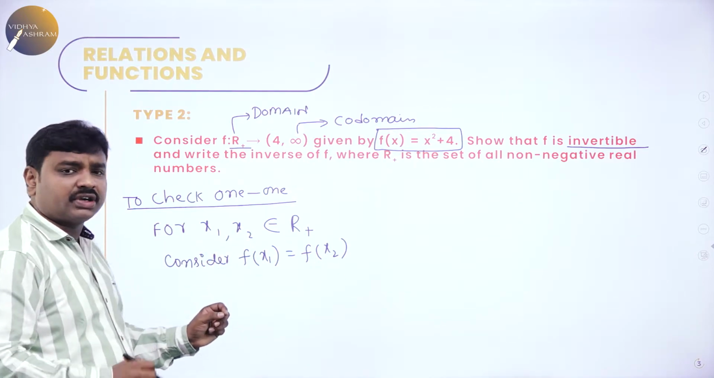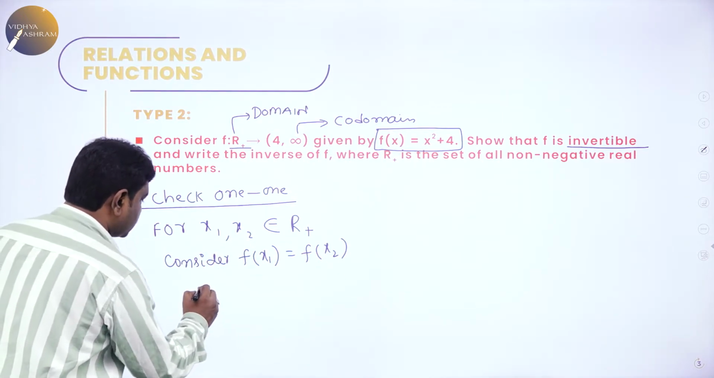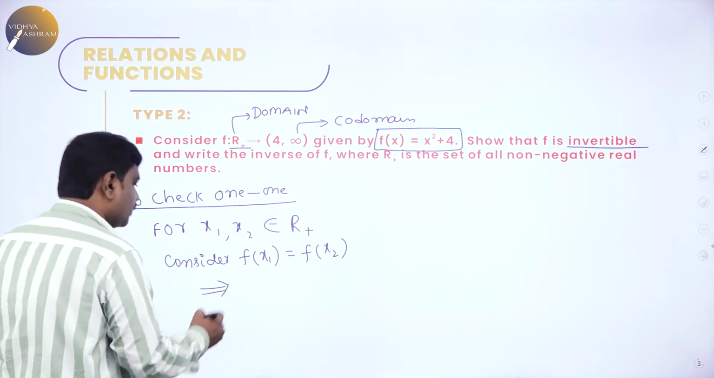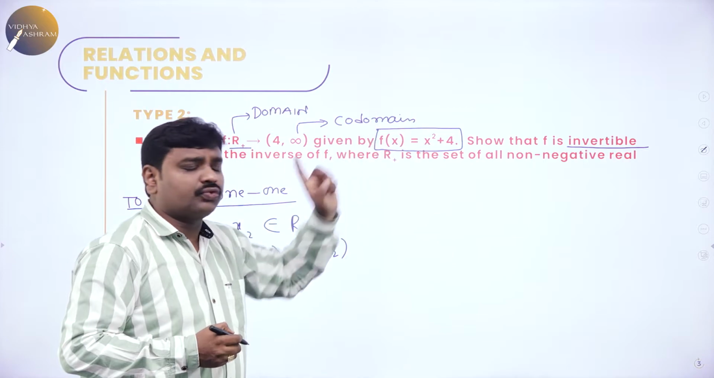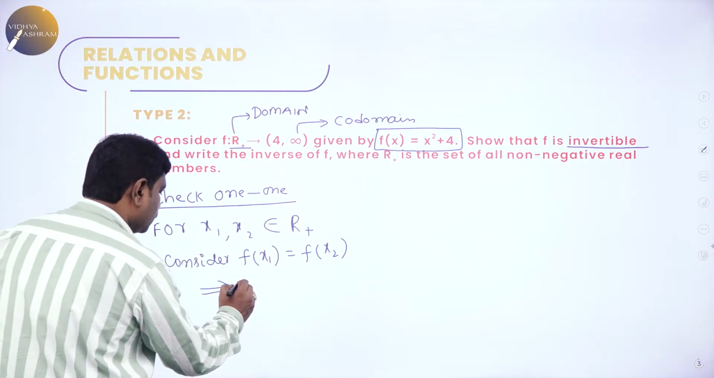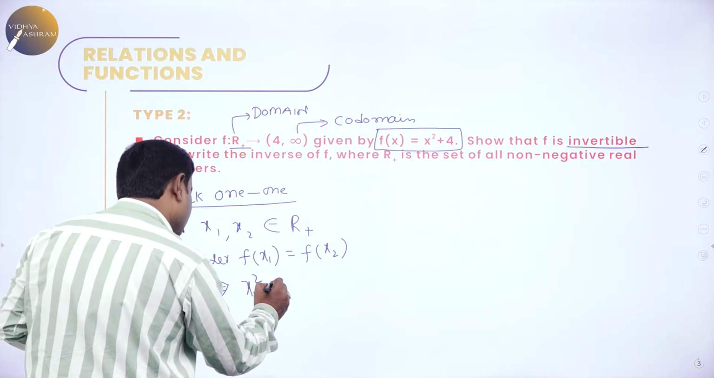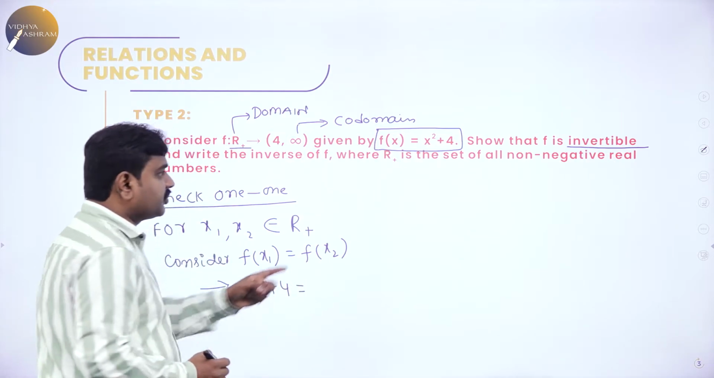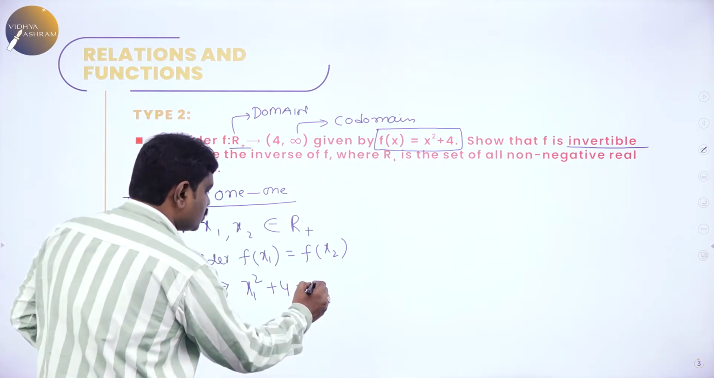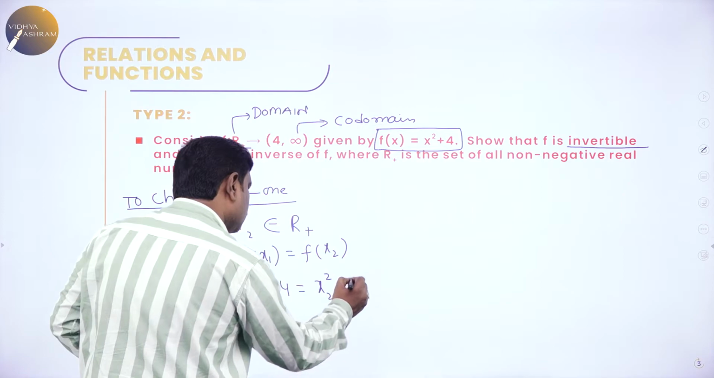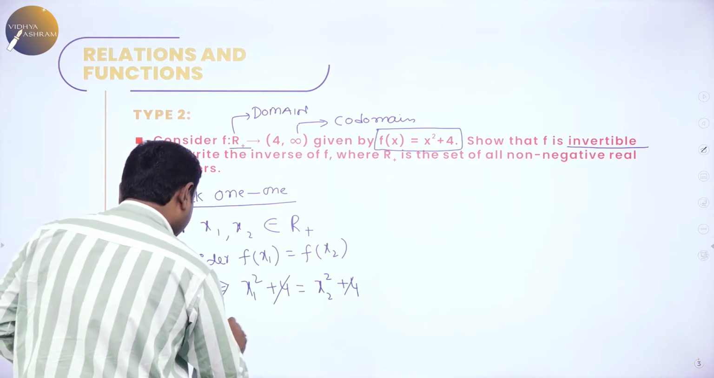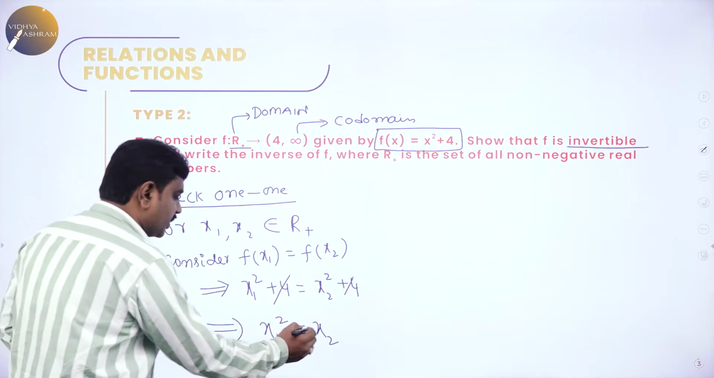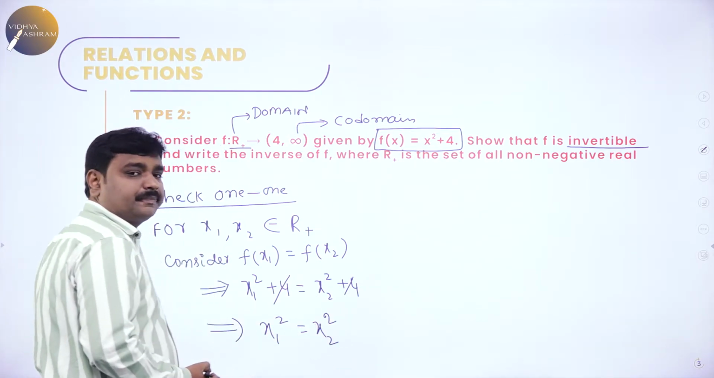Finally, we should arrive at what? x1 equal to x2. Next step, f of x1, refer to the question. What is f of x given? x square plus 4. f of x1 will be x1 square plus 4. What is f of x2? x2 square plus 4. Now, 4 cancels. So, now x1 square is equal to x2 square.